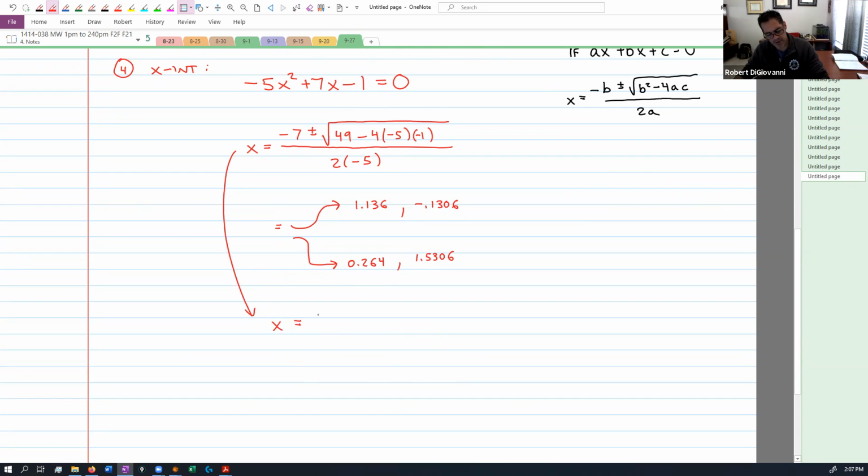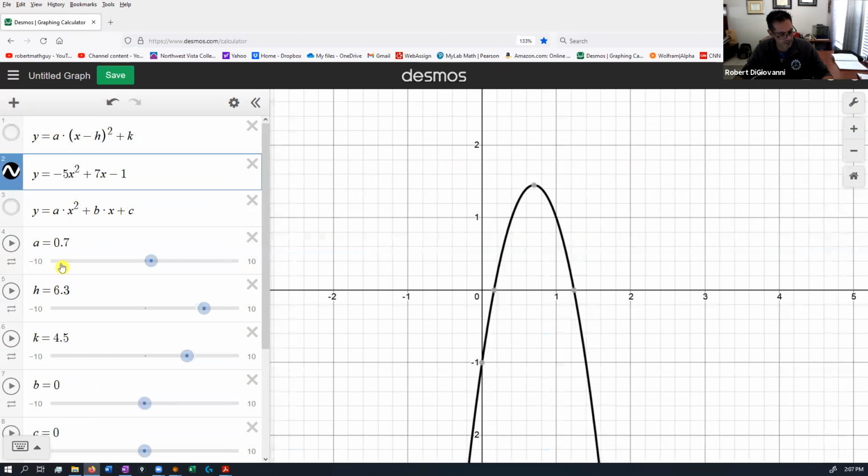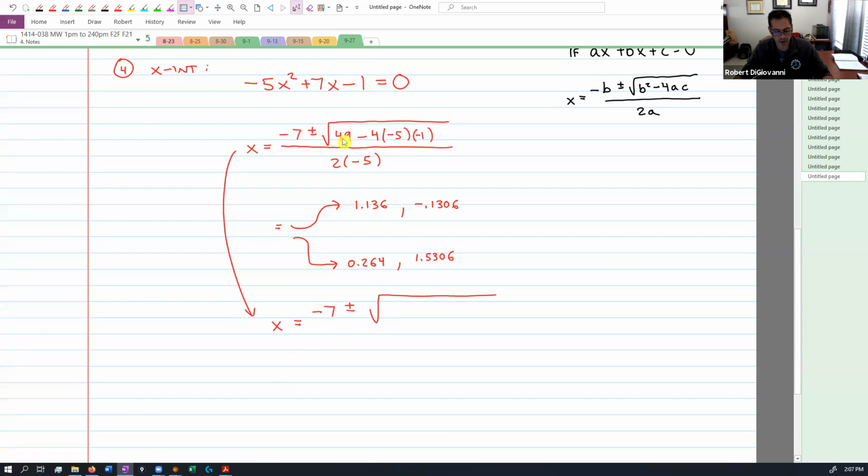X equals -7 plus or minus the square root. Let's see, did I type it in right? Yeah, that was right. Okay. So I square that, I got 49. Now, this is the part that I think most people have an issue. If they're going to have an issue, it's right here. These all together.